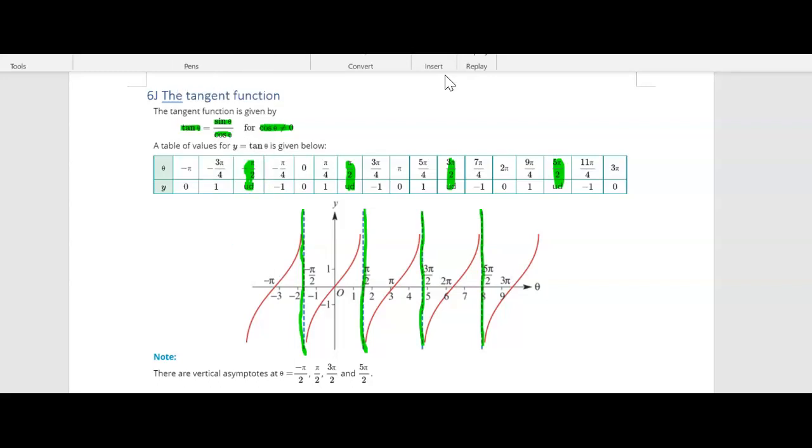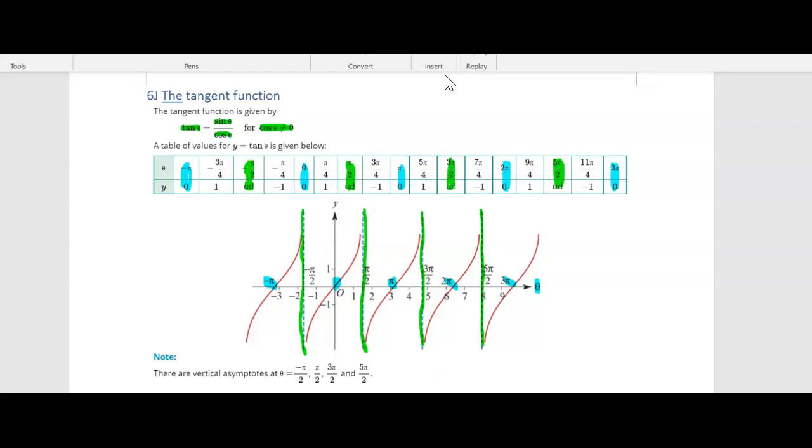All right, the other important thing you need to know when drawing a tan graph is the x-intercepts, or in this case theta intercepts, because we're working with theta. So here it is here at negative pi, here at 0, here at pi, here at 2 pi, and here at 3 pi. And they're also on this table. Okay, so you can see them clearly marked here.